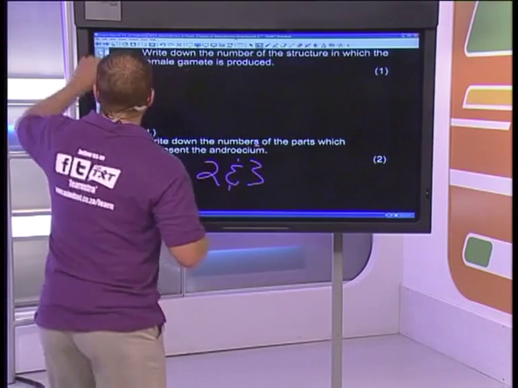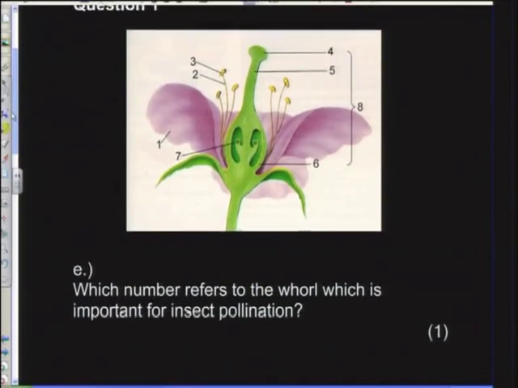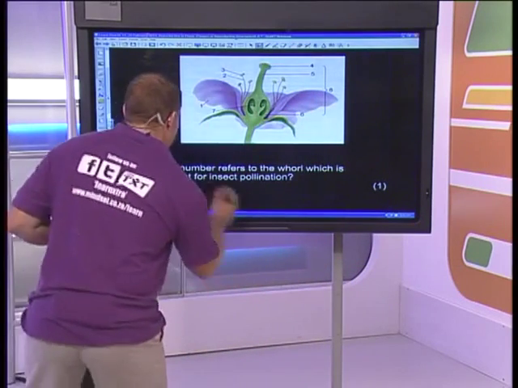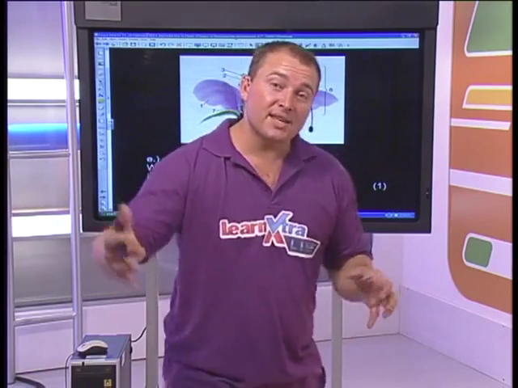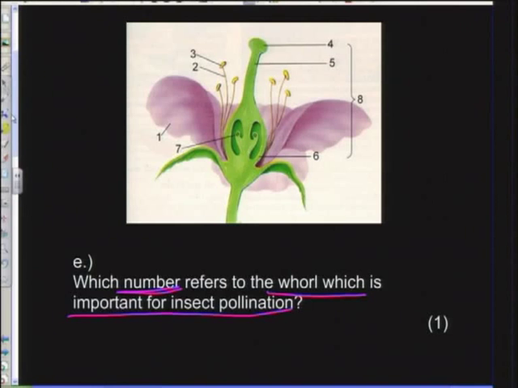Okay. Now, let's go to the next question. I think I went to the next question. There we go. Which number refers to the whorl which is important for insect pollination? Now, look at this. Which number refers to the whorl which is important for insect pollination? Think about it. Everything for insects. We want insects to come. We want insects to fit in. We want insects to fertilize. Which whorl is it? So let's have a look. It says which number.